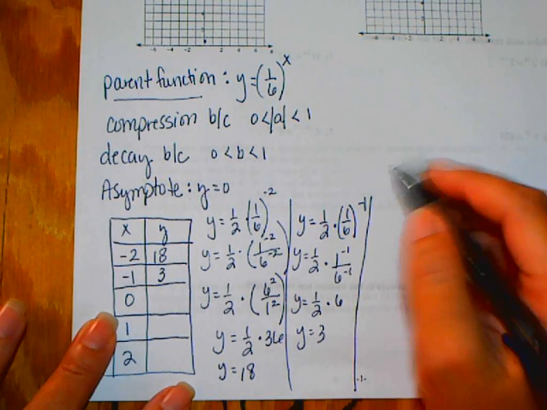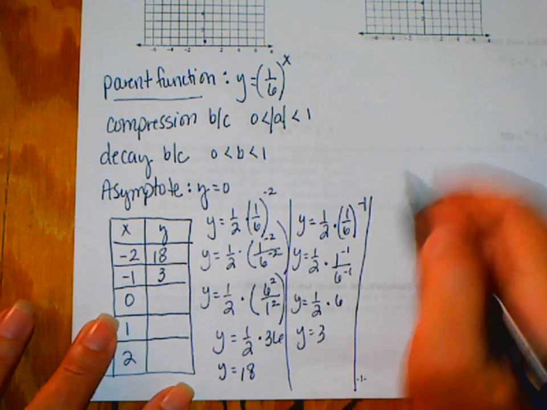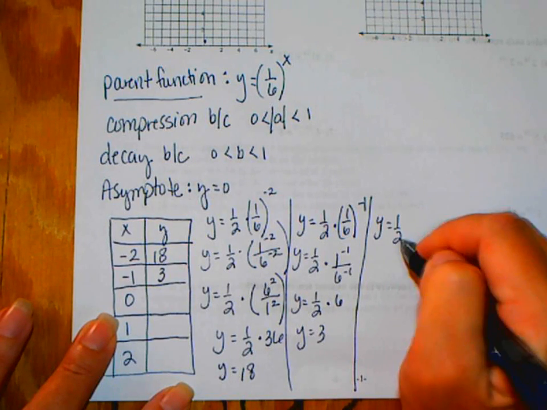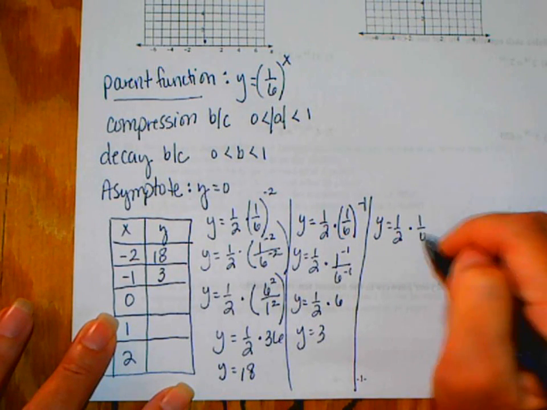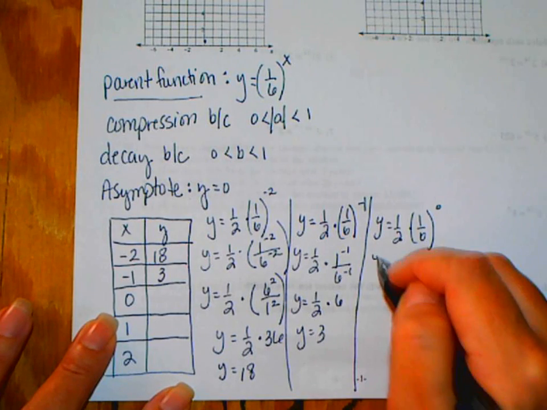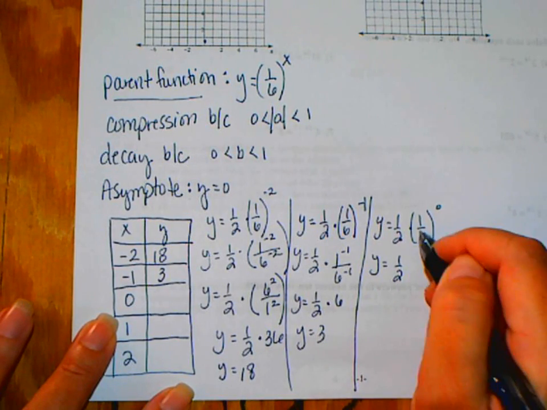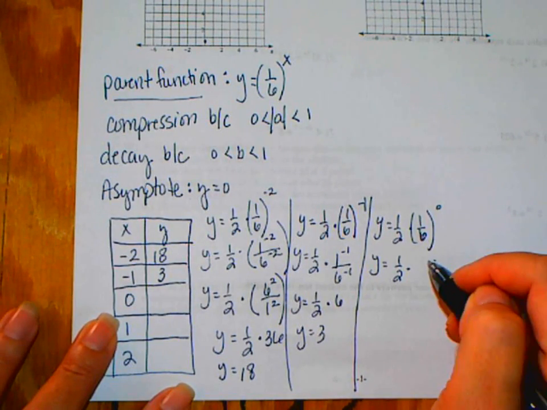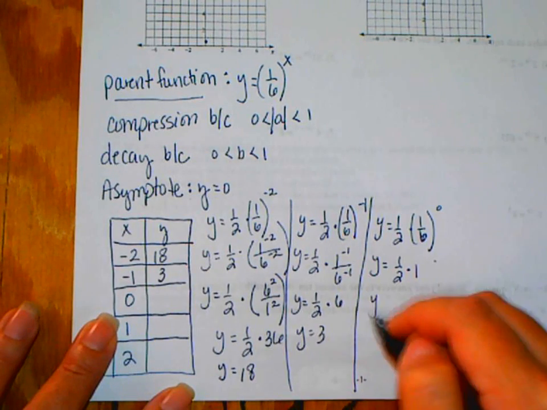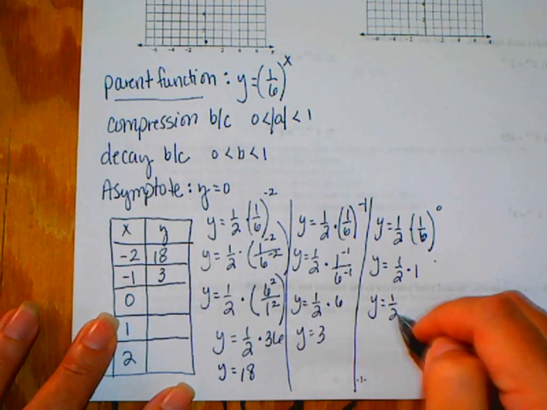We already know when x is 0 what y is going to be, because that's our y-intercept, but we'll do the math anyway. 1/2 times 1/6 raised to the 0. What is 1/6 raised to the 0 power? 1. And 1/2 times 1 is 1/2.